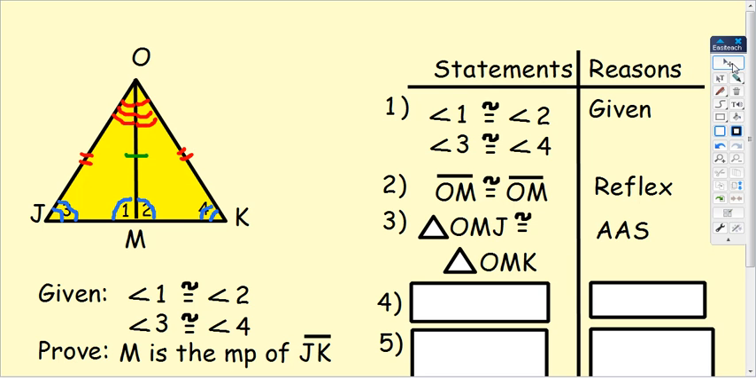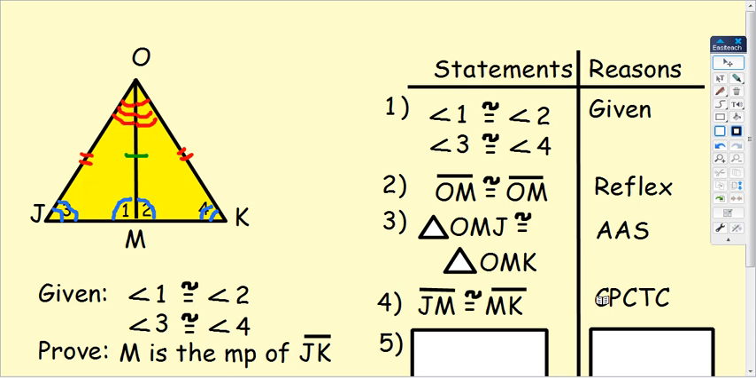And then the other side that has to be congruent is JM and MK. Why is that? Because we proved the triangles were congruent. But the reason I'm going to give is CPCTC, which stands for corresponding parts of congruent triangles are congruent. That just means if we have two congruent triangles, there's got to be more things congruent about it. For instance, JM has to be congruent with MK.